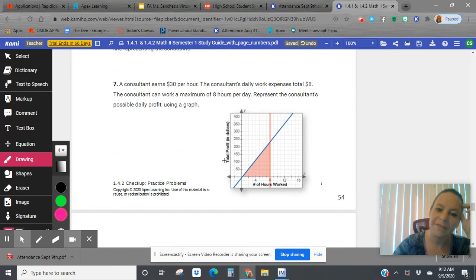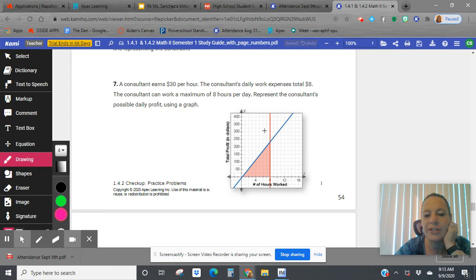Okay, for number 7, I already have the graph put in here. This is a constraints graph that you can just sketch. A consultant earns $30 per hour. The consultant's daily work expense is a total of $8. The consultant can work a maximum of 8 hours per day. Represent the consultant's daily profit using a graph.